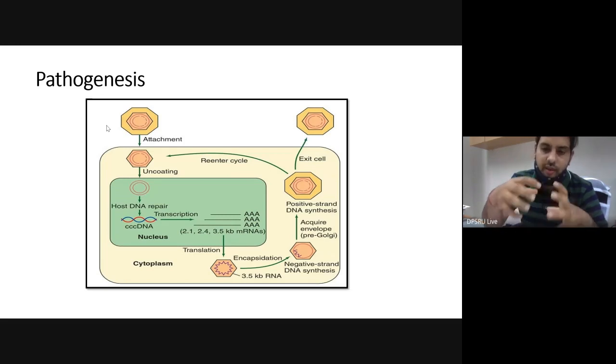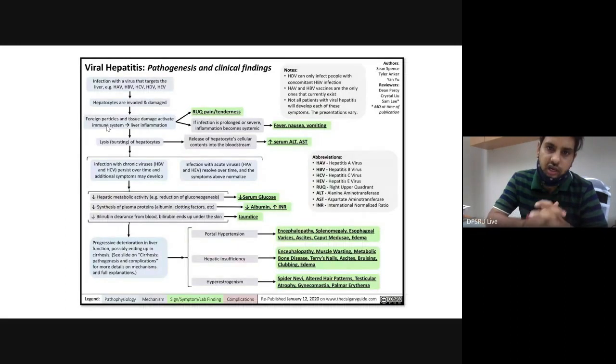So with respect to hepatitis, what is actually the pathogenesis and clinical findings? From this figure, you can understand much more clearly what the viral hepatitis pathogenesis is. Whether it is hepatitis A, B, C, D, or E virus, it doesn't matter. The infection targets the liver, hepatocytes are invaded and damaged, and foreign particles and tissue damage activate the immune system.